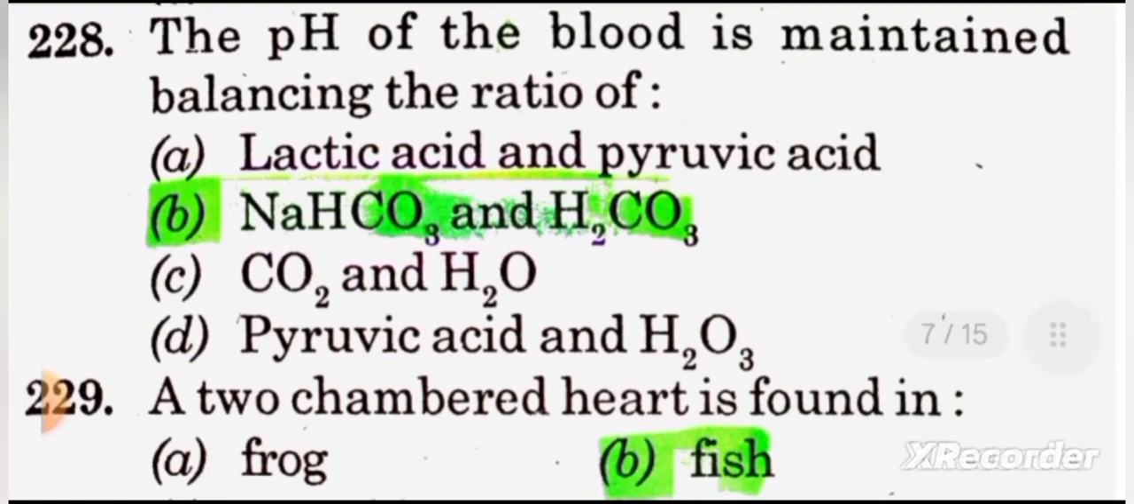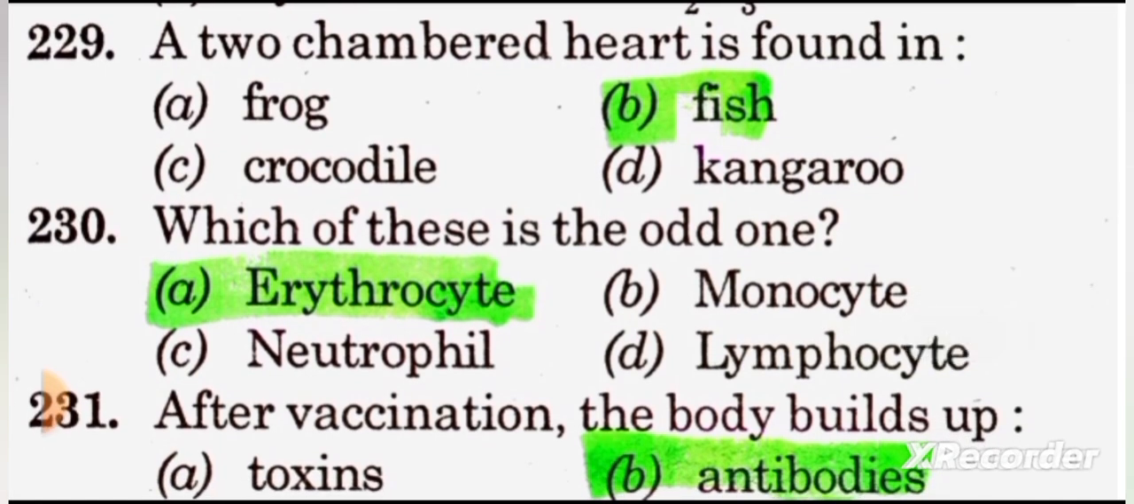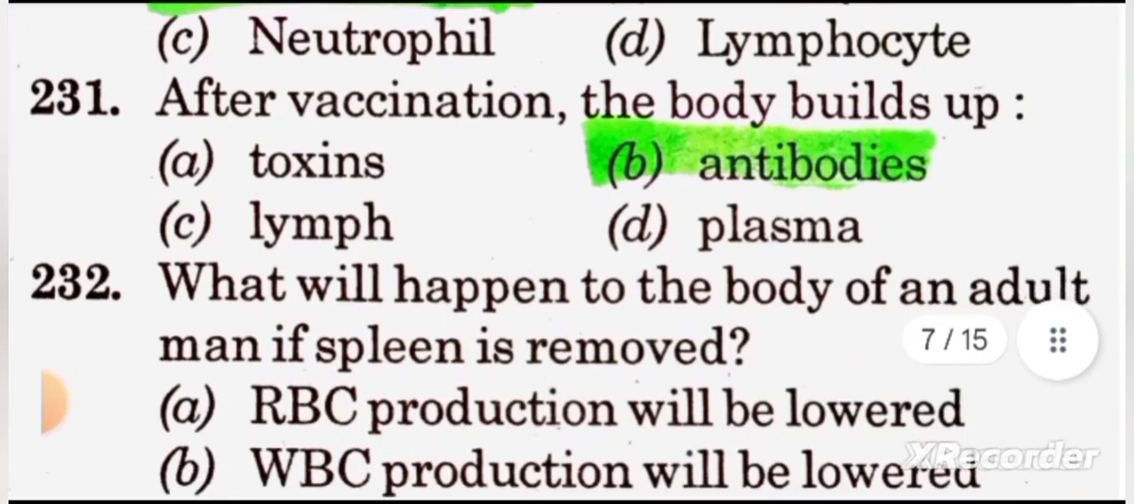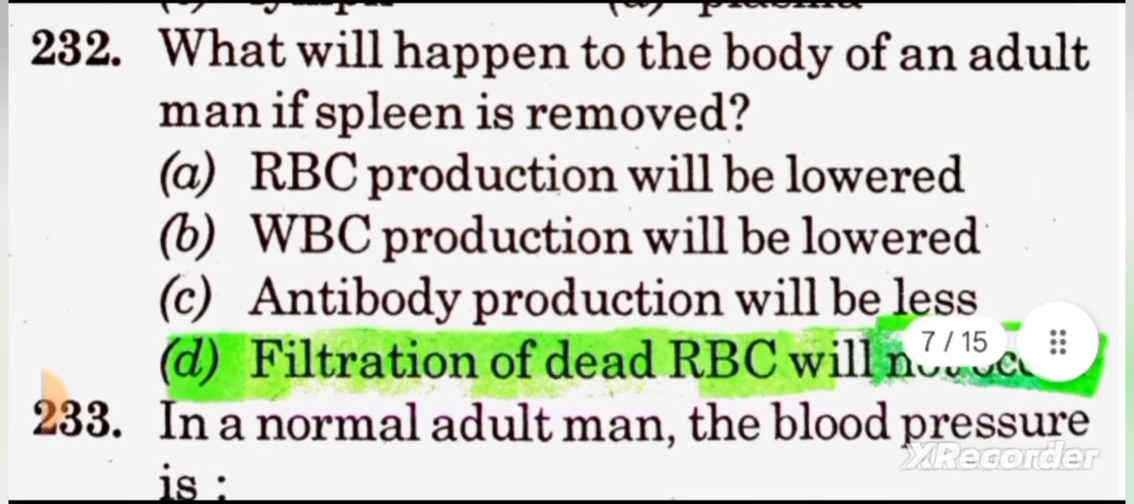Next, 228. The pH of the blood is maintained by balancing the ratio of answer B, NaHCO3 and H2CO3. Next, 229. A two-chambered heart is found in answer B, fish. Next, 230. Which of this is the odd one? Answer A, erythrocyte. Next, 231. After vaccination, the body builds up answer B, antibodies. Next, 232. What will happen to the body of an adult man if spleen is removed? Answer D, filtration of dead RBC will not occur.